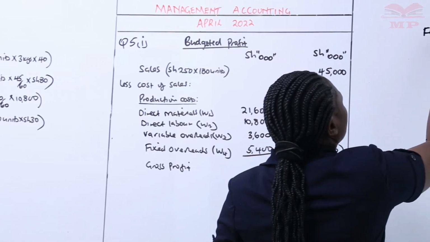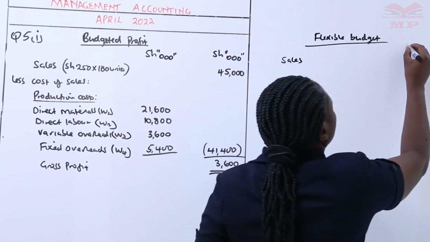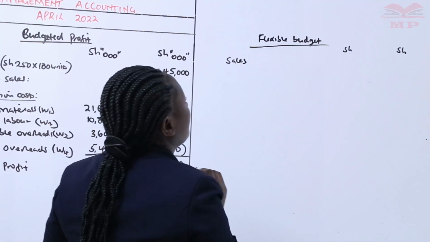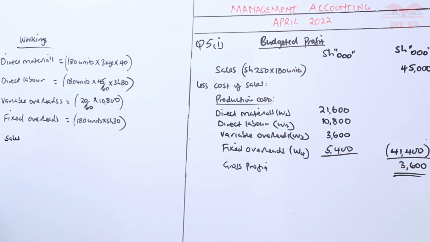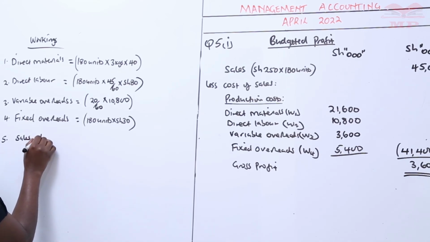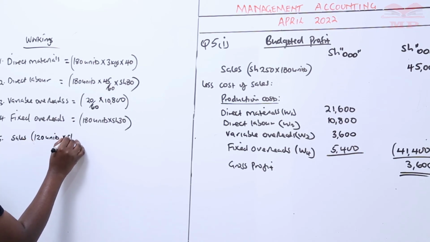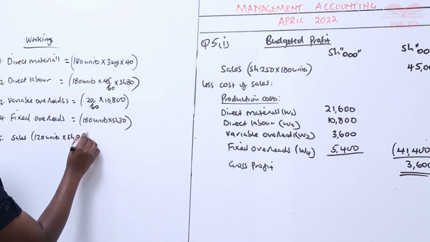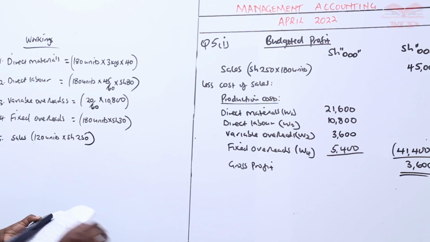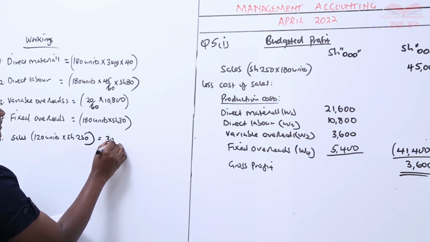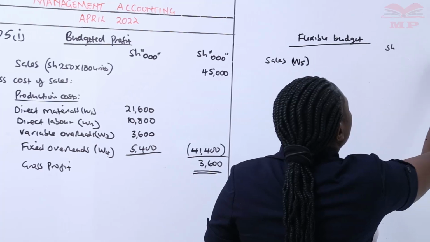So what we are preparing is simply to show the variation. So the flexible budget will be as sales, show the sales, and how are we calculating sales? These are working number 5. How do we calculate the sales? Production in this case is 120,000. So we have 120,000 units. We multiply by the standard sale price of 250. This will give us 30,000. So our sales, which is working number 5, is 30,000.